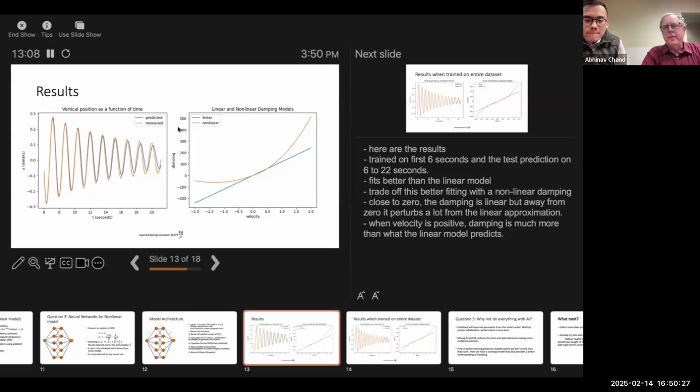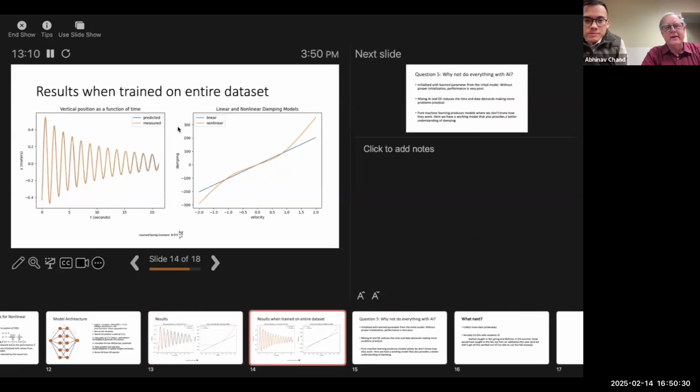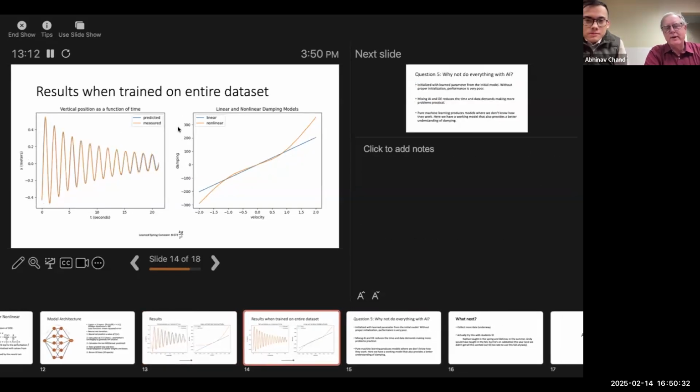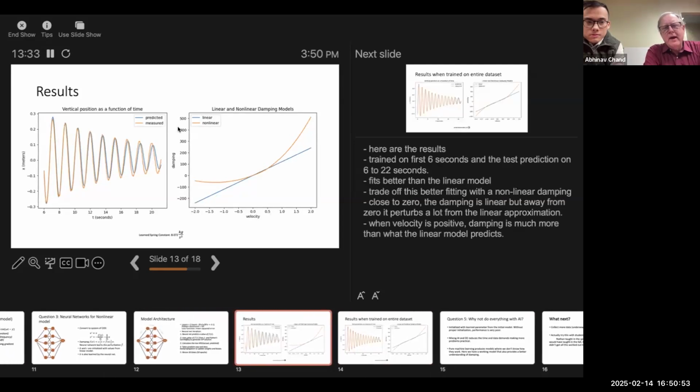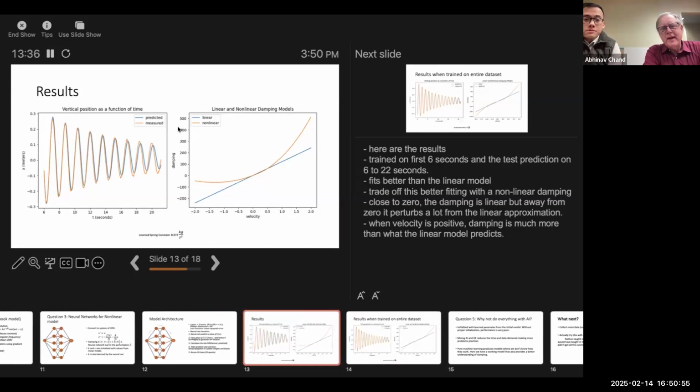If you train on the entire data set, you find something that works much, much better, and whose damping looks a little more like what you expect: close to linear for small velocities, but as you get to larger velocities, you start to observe that larger velocities have some nonlinear damping. And if you look at the picture, by the way, it looks a lot like, if you took that damping and just flipped the left side down, that would look pretty good.